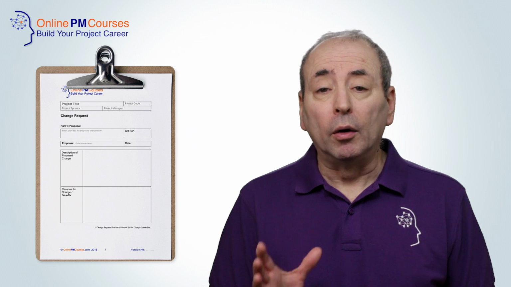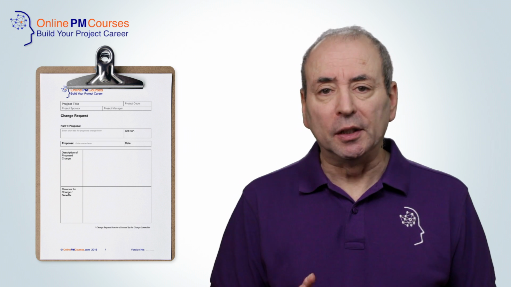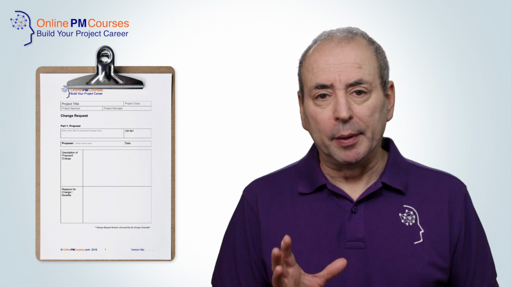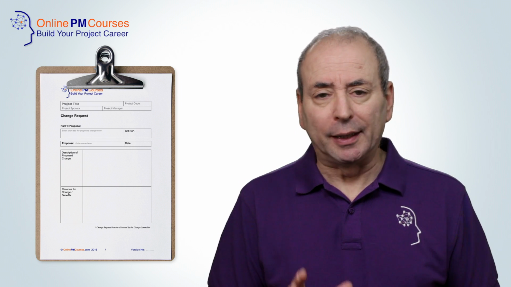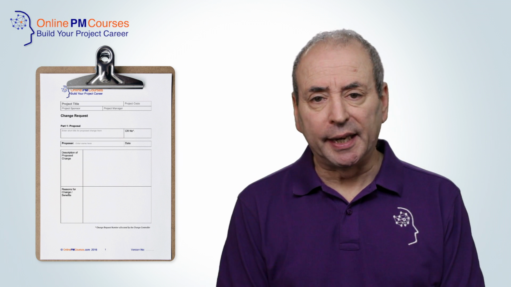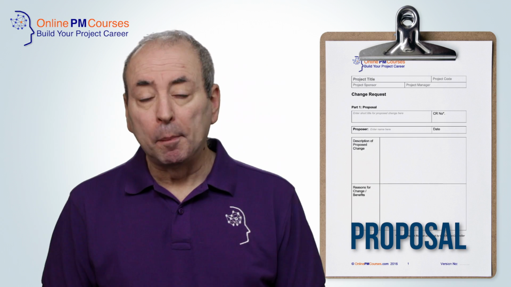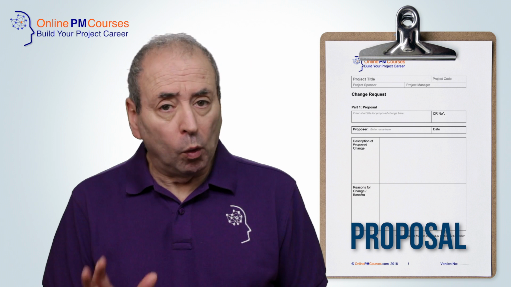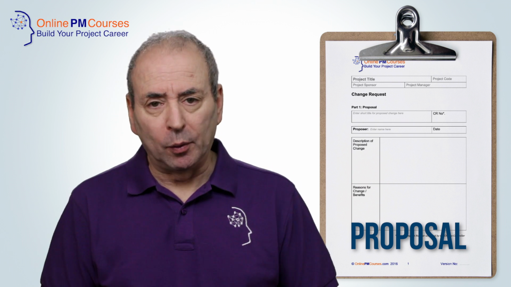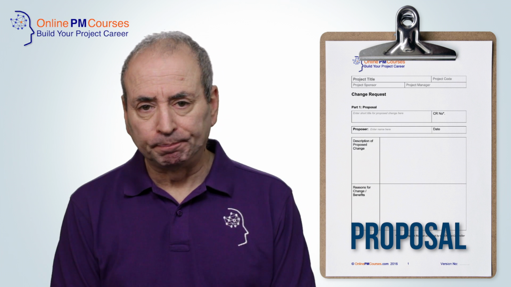They'll do this on a project change request document, which may be a simple paper template or it may be part of an online project management system. And you'll find an example template in our project templates kit. Typically, it will have 3 parts. Part 1 is the proposal. What precisely is the change requested and what are the reasons why it's being requested, the benefits or the drivers.